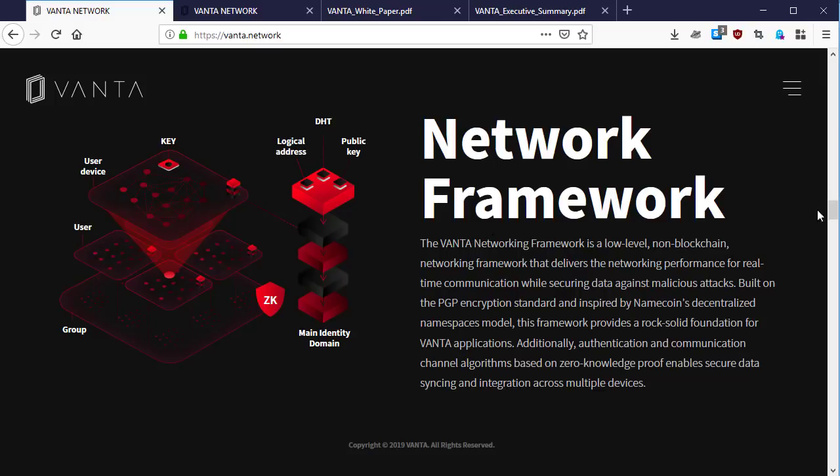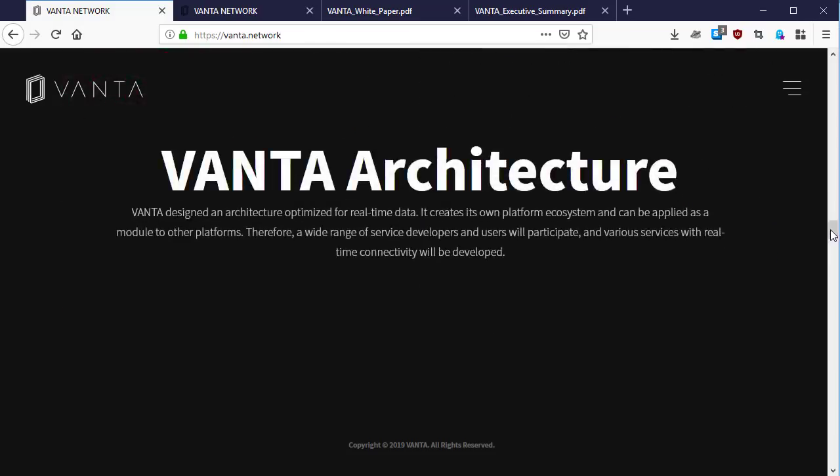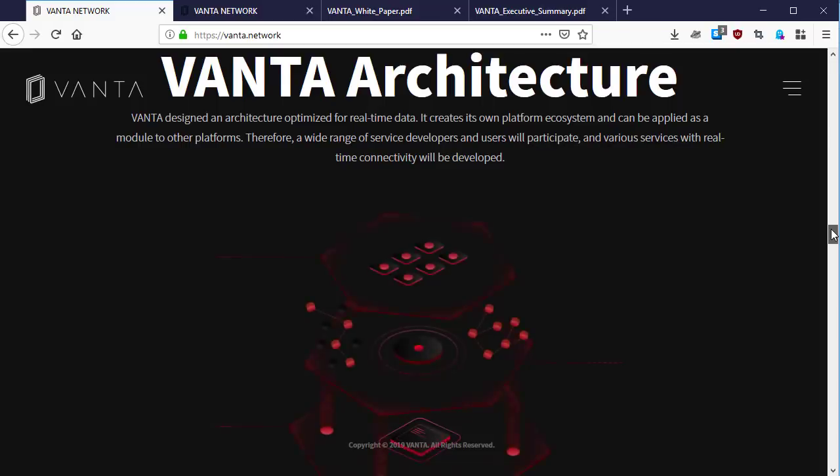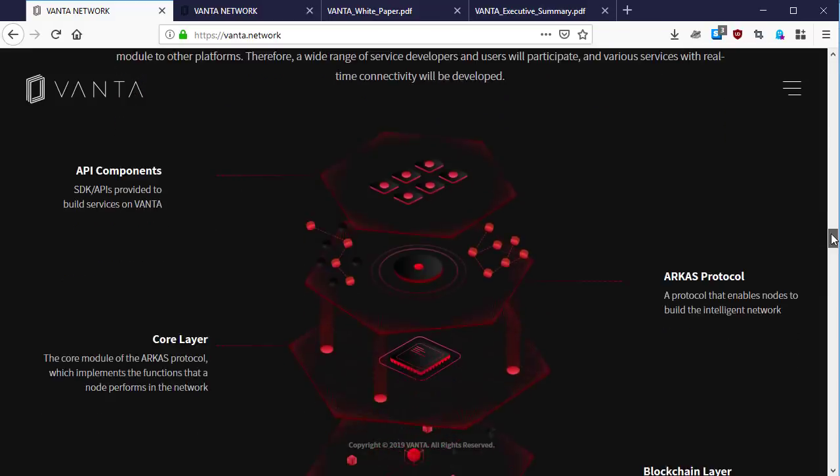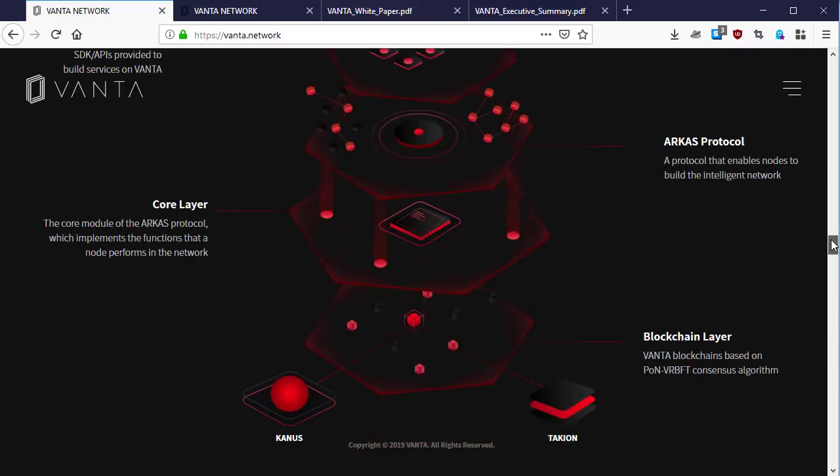So let's look at the network architecture. As was said, the Vanta design and architecture is optimized for real-time data. It creates its own platform ecosystem and can be applied as a module to other platforms. Therefore, a wide range of service developers and users will participate, and various services with real-time connectivity will be developed. So this is the Vanta architecture also, and it has about four different layers.